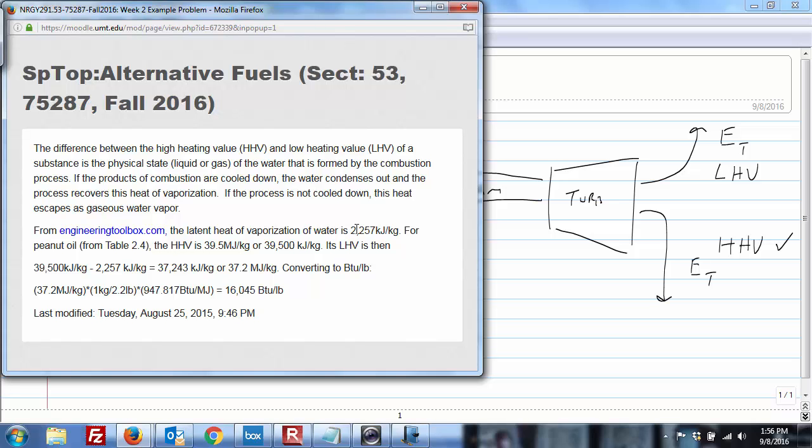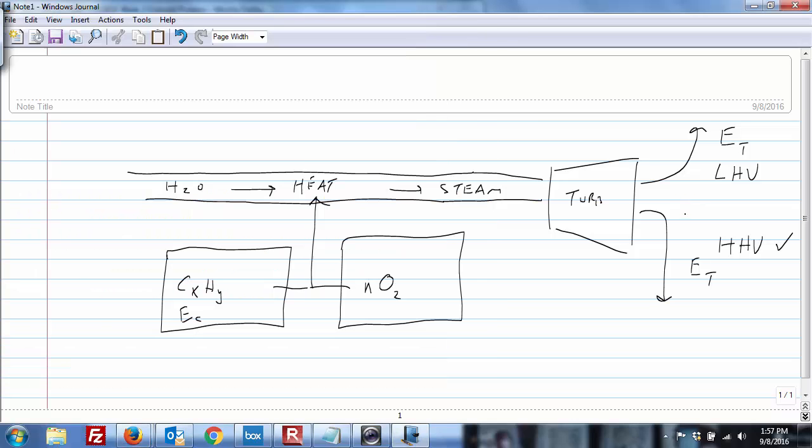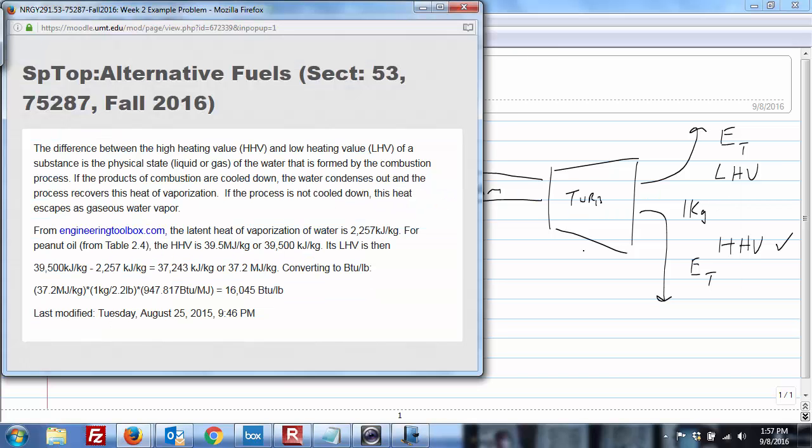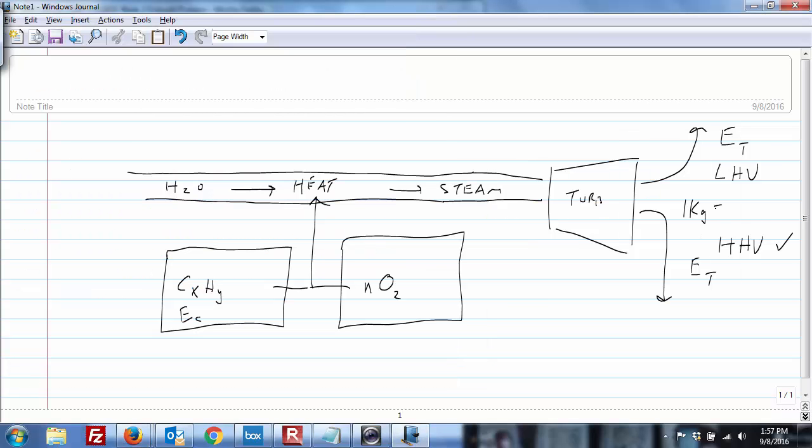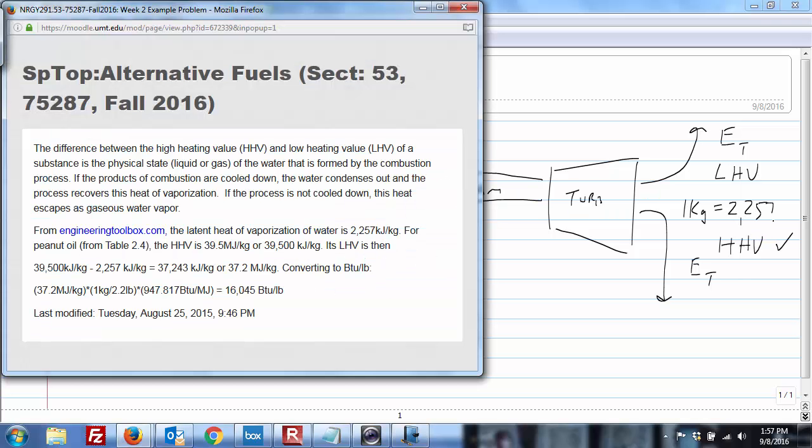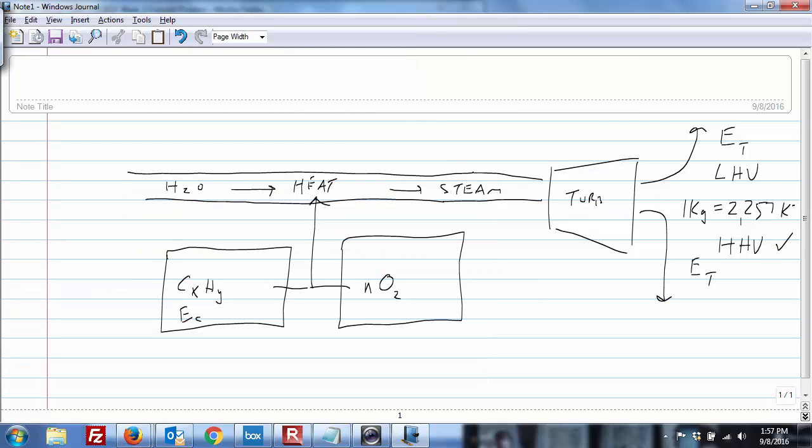And the purpose for doing that is to know that the latent heat of vaporization, which is 2,257 kilojoules per kilogram, is basically what you're losing out here. So for every 1 kilogram of steam that leaves the system, you're basically losing those 2,257 kilojoules, or 2.257 megajoules.